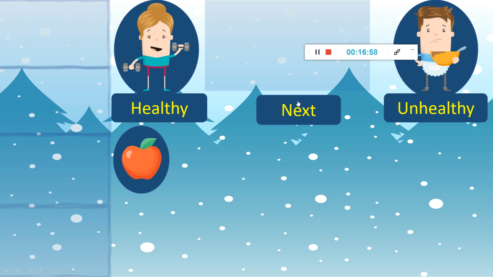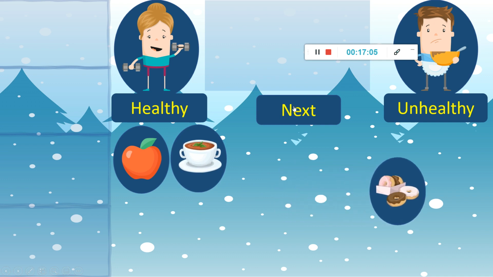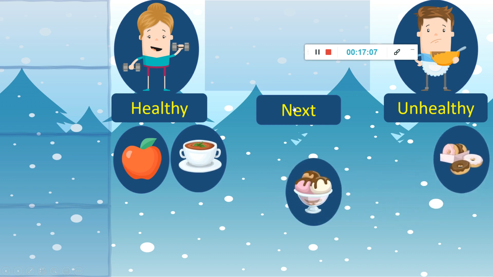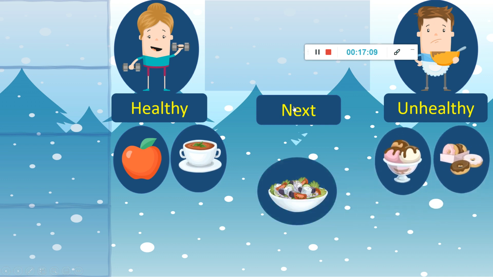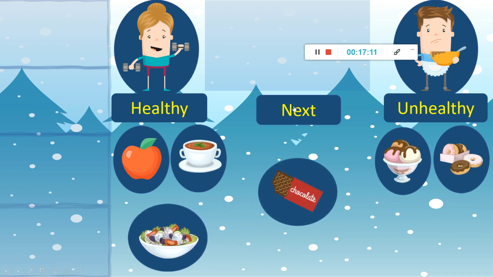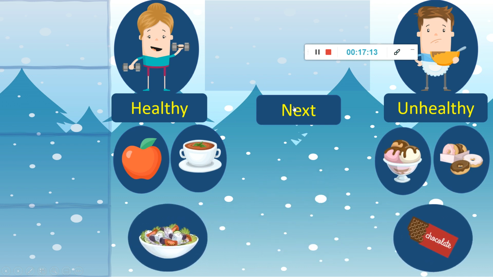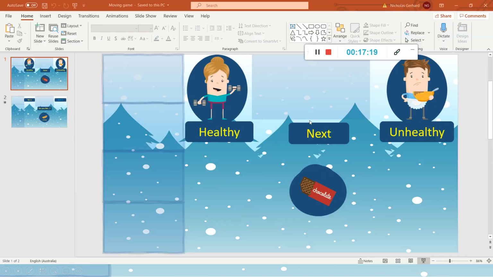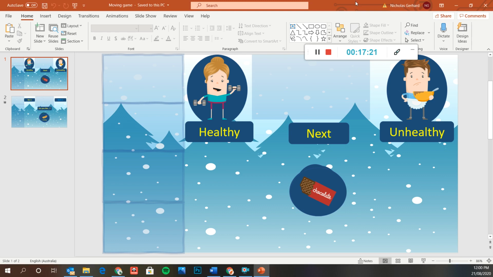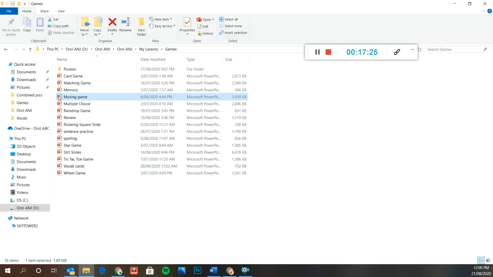Okay. So healthy. Yep, soup is healthy. Donuts, unhealthy. Ice cream, unhealthy. Salad, healthy. Chocolate, unhealthy. Okay. So you just keep clicking next for that. And then once the last one, should do that, but it's got a little error at the moment. That's okay. But so that's that game. Straightforward.